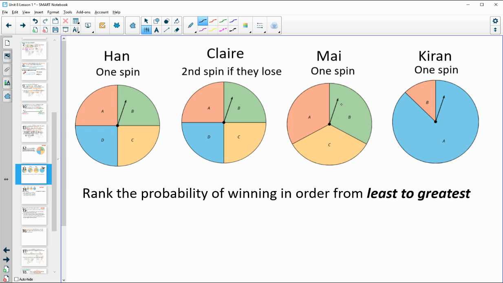And then Mai wants to change the spinner to have 3 sections, 3 equal sections. And then if they land on B, they're the winner. And Kieran wants to just change up the sections of the spinner. So he's going to make just 2 sections, but A is going to be this size, and then B is going to be this size. Still, if they land on B, they are the winner. So go ahead and rank the probability from least to greatest that somebody wins. So who's going to have the least chance of winning? Who's going to have the best chance of winning?